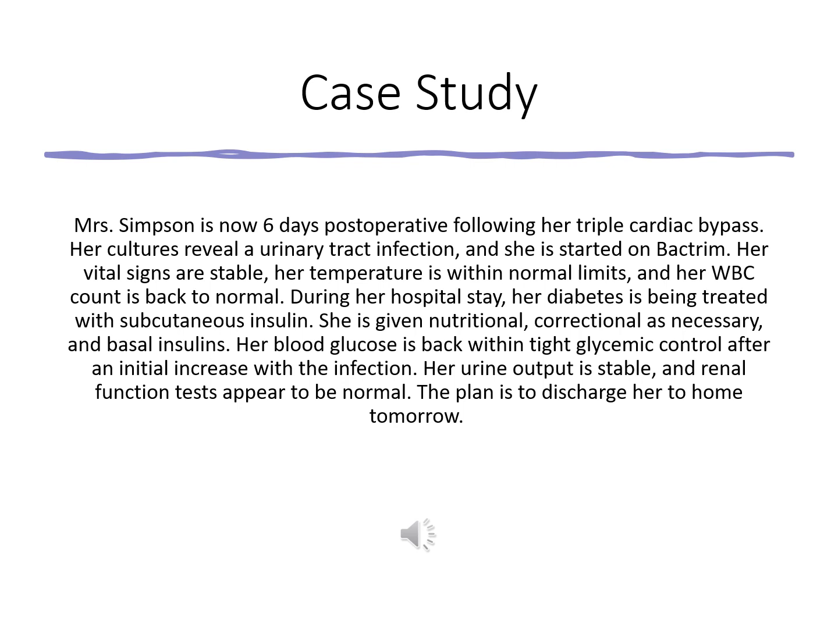During her hospital stay, diabetes is treated with insulin. She's given nutritional, correctional as necessary, and basal insulins. Her blood glucose is back within a tight glycemic control after the initial increase with the infection. Urine output is stable. Renal function tests appear to be normal. So the plan is to discharge her tomorrow.